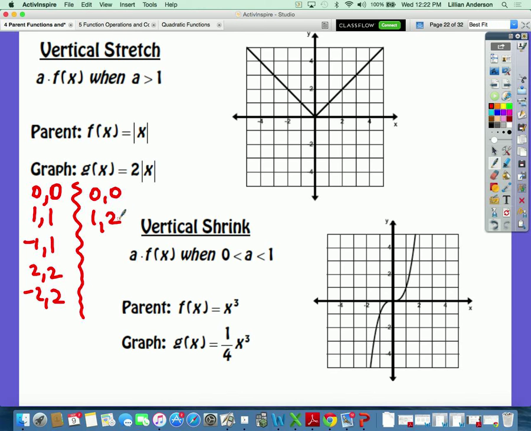Negative 1, 1 will become negative 1, 2. 2, 2 would be 2, 4, and negative 2, 2 would be negative 2, 4. And when you plot those points, you will see 1, 2, 3, 4. My graph has been vertically stretched, also known as getting narrow.